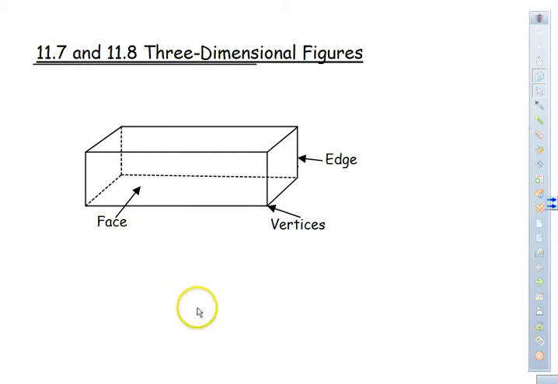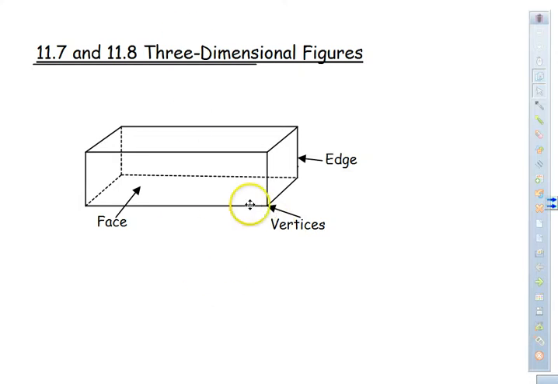We are talking about 11.7 and 11.8, three-dimensional figures. The reason we're doing two sections at one time is that both of them were fairly simple concepts to understand, and they are related in many similarities. So just for time's sake, we're going to combine these.